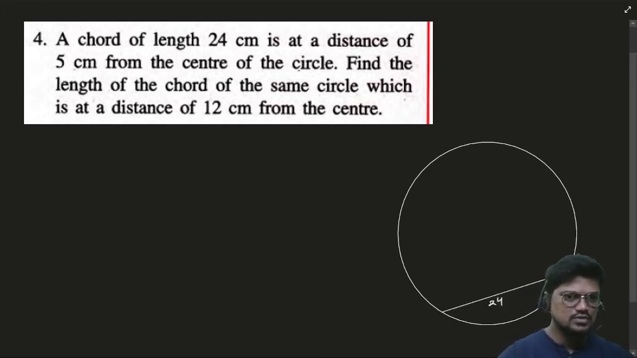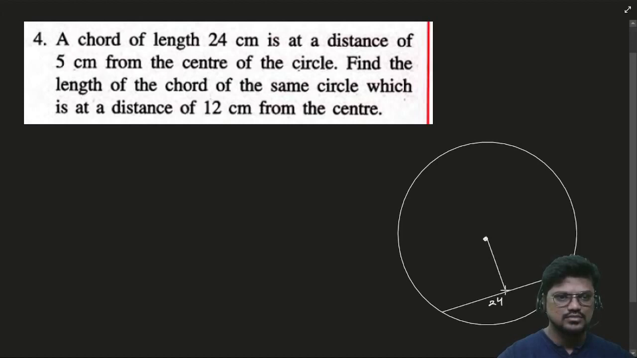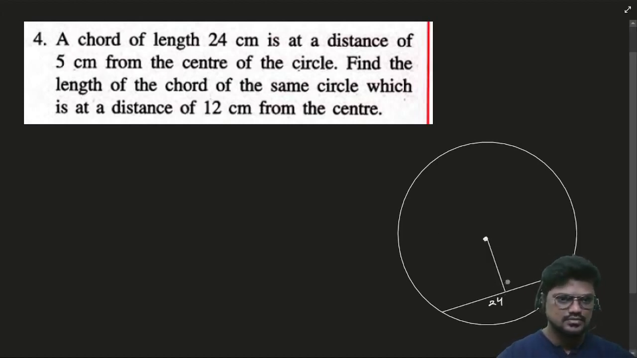This is 24. Okay, chord length is 24. A chord of length 24 is at a distance of 5 centimeter from the center of the circle. So this distance from the center is how much? 5.